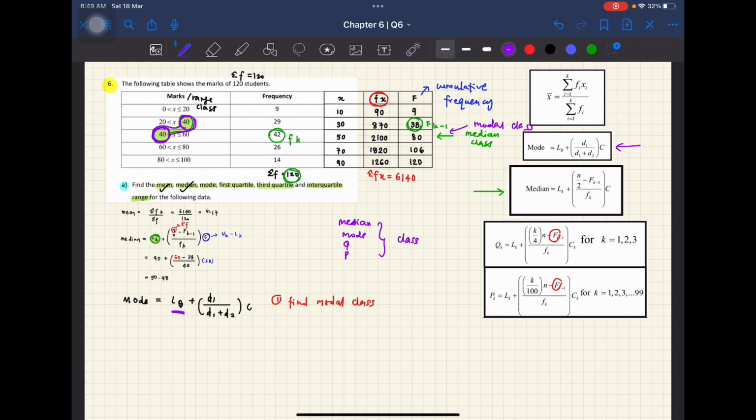Okay, and then saya perlukan apa? So I need D1. I need D1 and I need D2. What is D1? D1 is actually just the difference between my frequency of modal class dengan previous class, dengan kelas yang sebelum dia. Okay, so maksudnya 42 adalah saya punya frequency, is my frequency of modal class. So untuk mencari D1, D1 adalah tolak je dengan sebelum ni. Okay, so kita akan buat 42 tolak 29, awak akan dapat 13. So that is your D1.